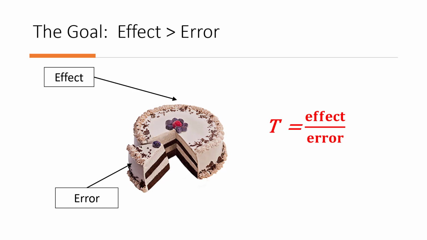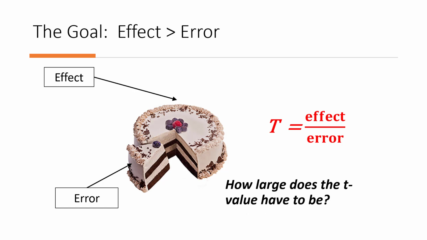When you run a t-test, your goal is to get an effect as large as possible and an error as small as possible. This will give you a t-value as large as possible, which will ensure you that your model is good to go. But how large does the t-value have to be to tell you that your model is good enough?